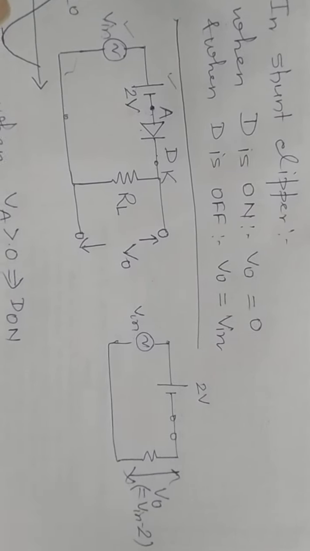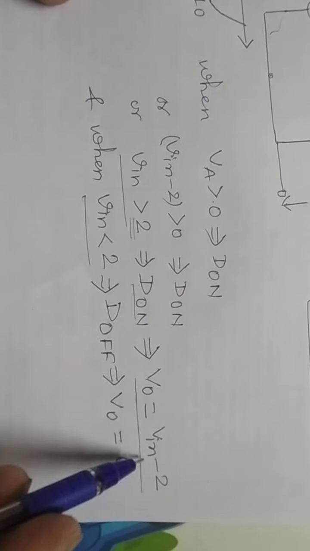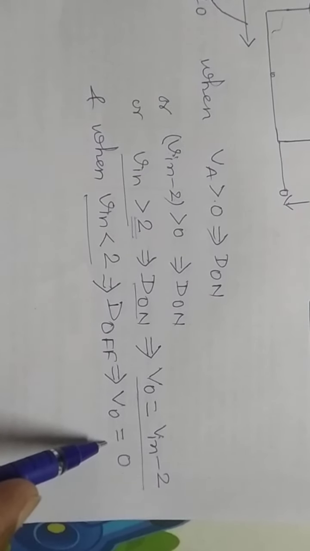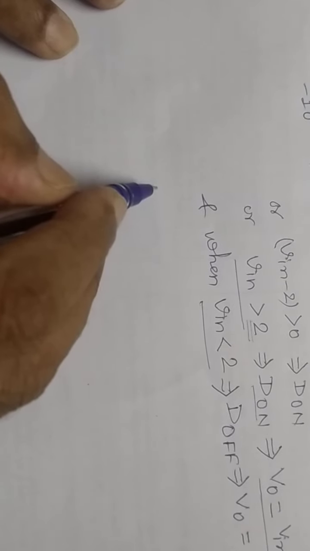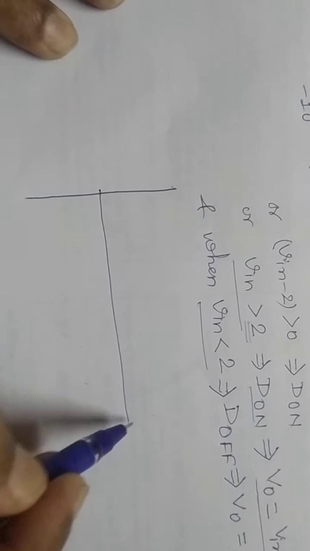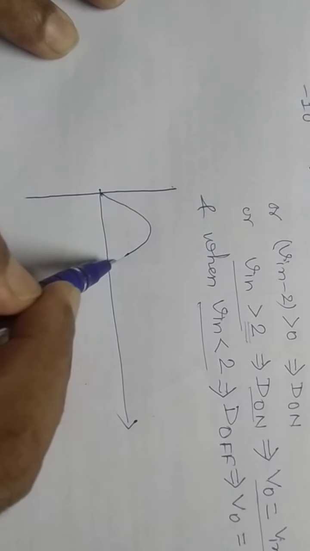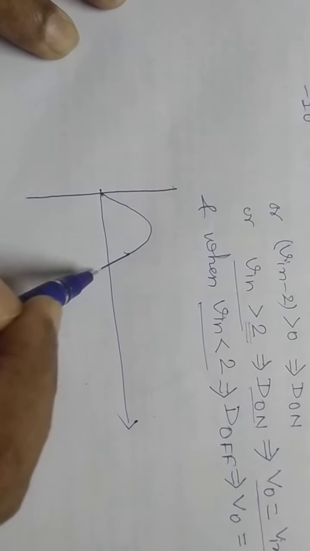So it means that in on condition, output will be equal to V input minus 2, and in off condition, output will be equal to 0. Now we can draw its output waveform. To draw the output waveform, first we draw input, and for the different levels of the input, we will show the output values.